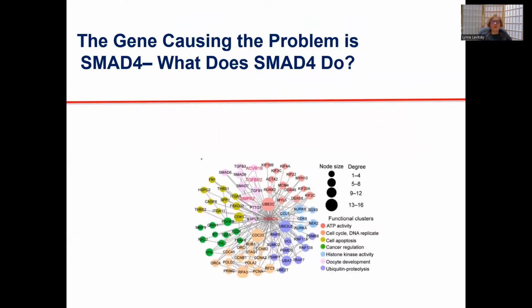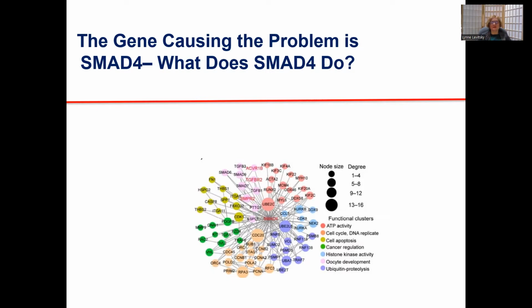So what is the problem? Why do we have endocrine problems in Myhre syndrome? So you all, I'm sure, know that it's the gene SMAD4, which is mutated in people who have Myhre syndrome. And these mutations are gain of function mutations, so that the SMAD4 gene works extra hard and doesn't turn itself off. Let's look at SMAD4 and what it does.